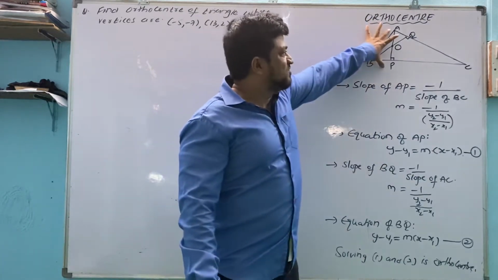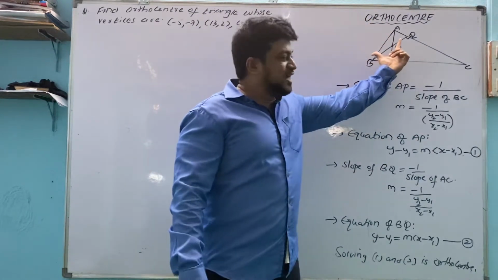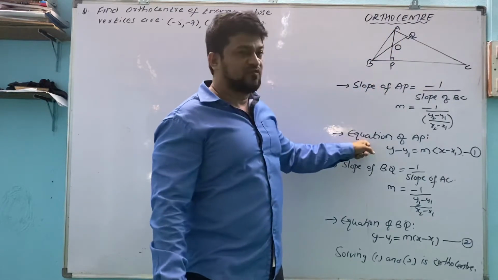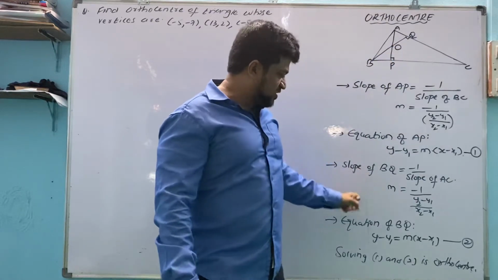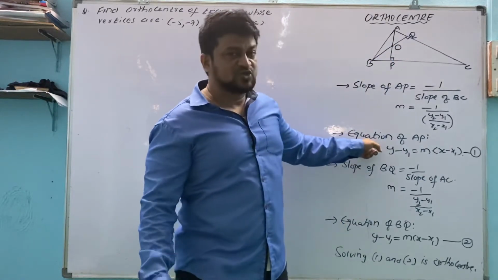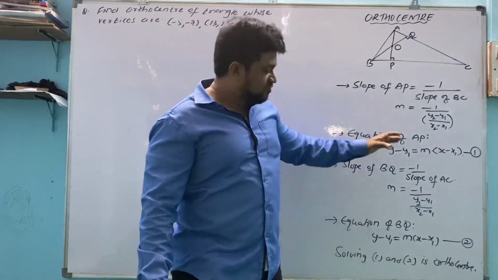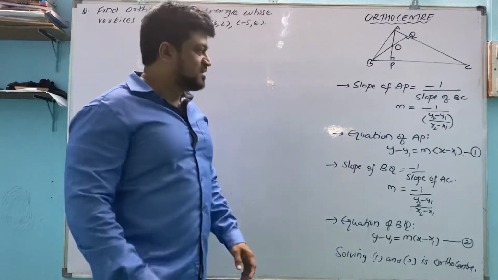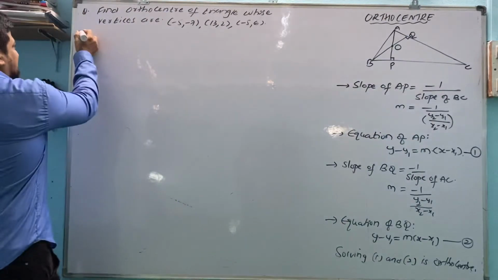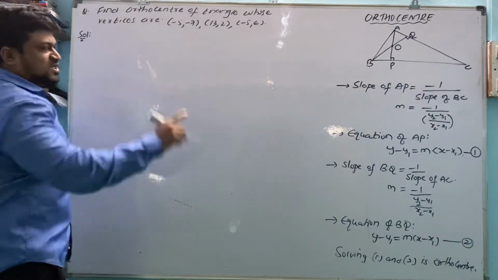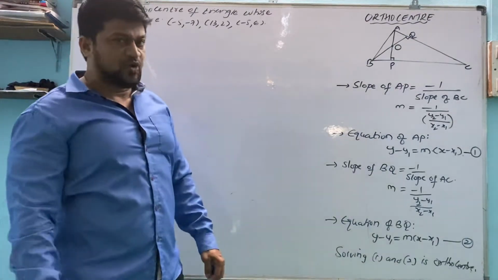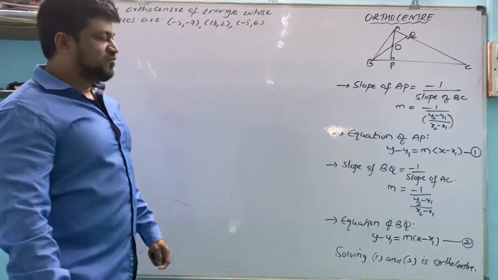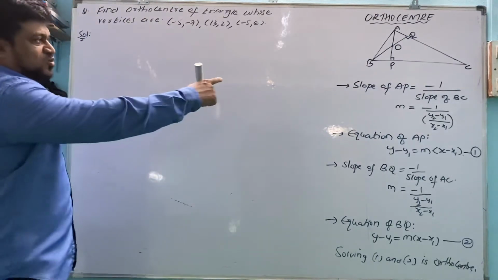Think that AP is one height, an altitude, and BQ is one height, and they intersect at a point. So first we find the slope of AP and the equation of AP. Then the slope of BQ and the equation of BQ. Once we have both equations, we solve them to find the orthocenter. Sometimes equations are given, and we solve them to get the points. If points are given, we can directly find the orthocenter by finding the slope of AP and so on.